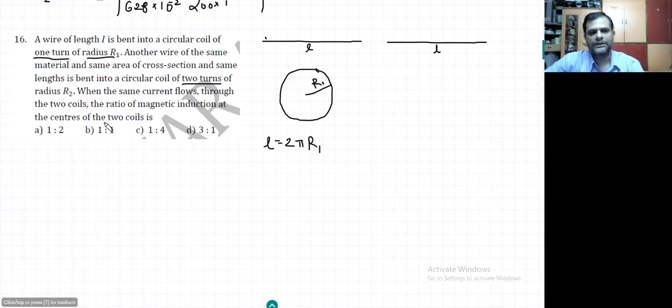of radius R2. Okay, so that means abhi yahan pe dekho, agar isko humko do turns banane hai, aisa karna padega, correct hai? To iska matlab yahan pe jo R2 iska radius banega, to wo aisa hoga, jo length of this wire will actually be 2 times of circumference. That means it will be 2 times of 2 pi R2 here, correct hai?